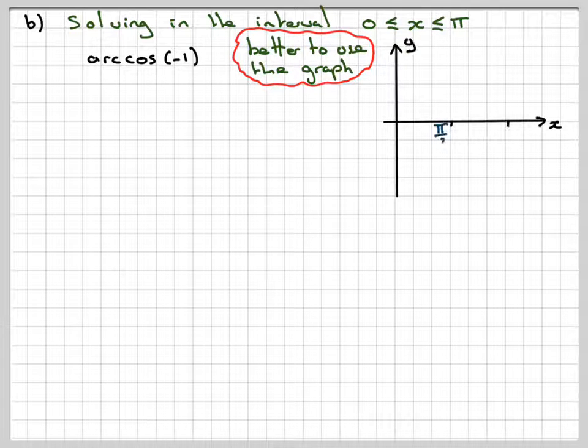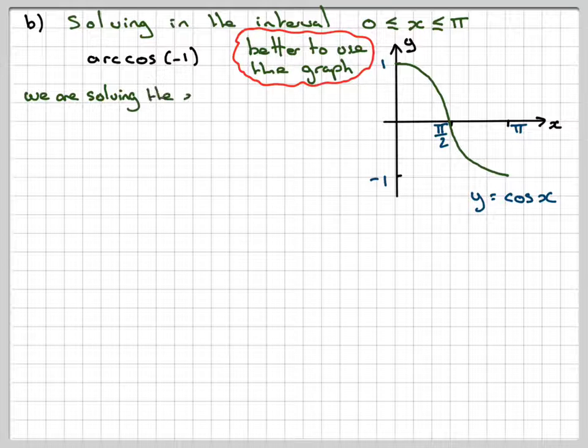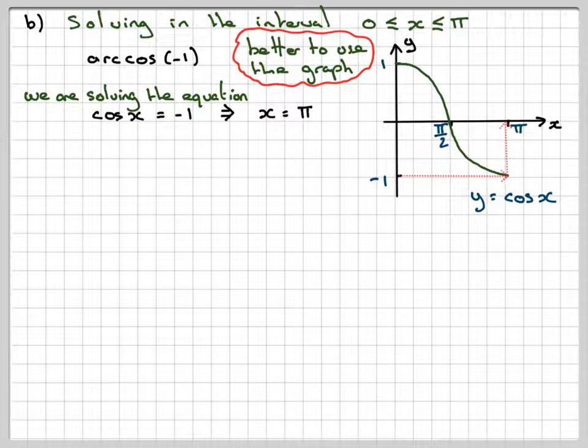Okay, so to draw the graph of cos between 0 and pi, which is that. Okay, we are going to be solving the equation cos x is equal to minus 1. So we want to know the value of x that gives minus 1. So if we go backwards, we've got minus 1 up to here. It's going to take me to pi. X would have to be equal to pi. And therefore, arc cos of minus 1 will give me pi.